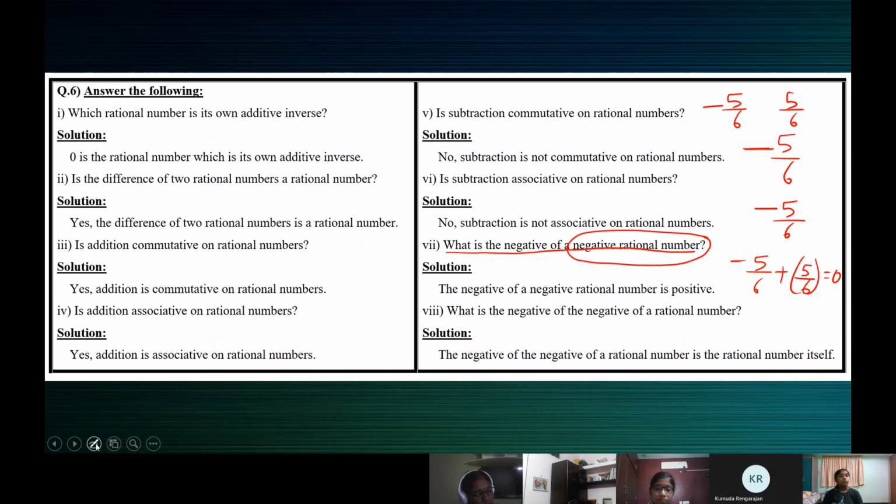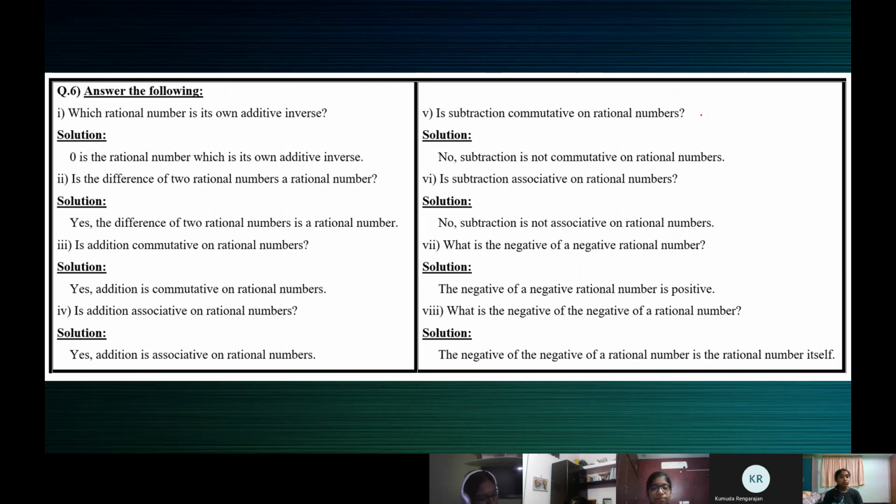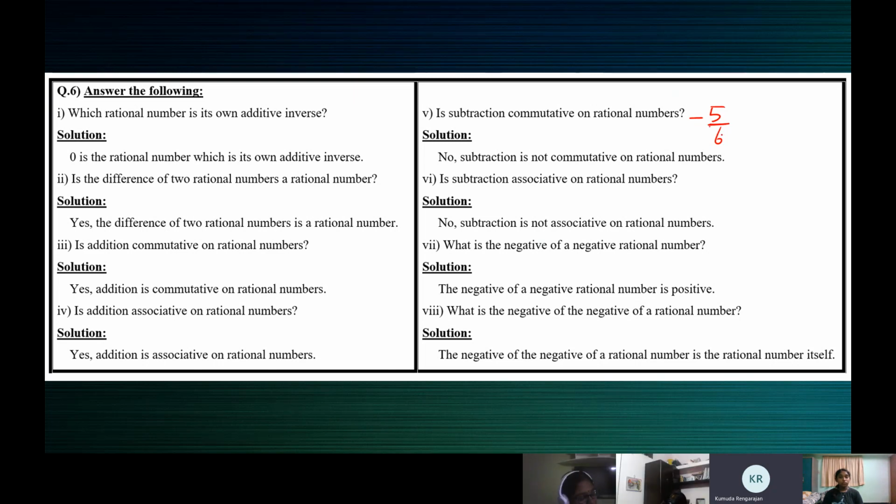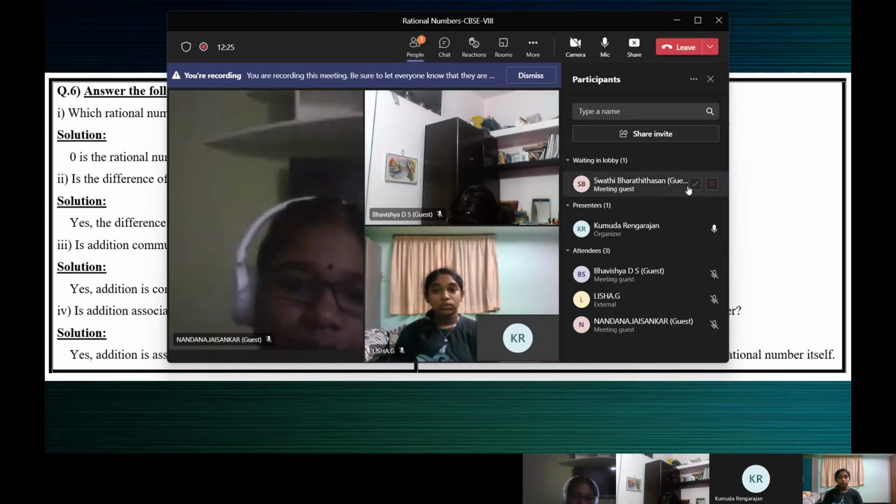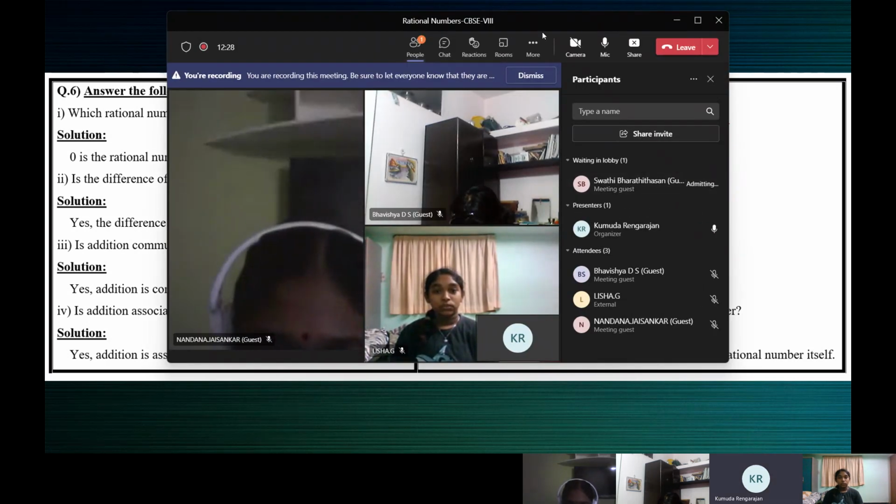Yes or no? Yes, ma'am. See, we are trying to understand using this example. Take up the rational number 5 by 6. Minus 5 by 6 is a negative rational. Now, what is the negative of minus 5 by 6, the negative rational number? What is the negative of this rational number? One second, children. I didn't enable the lobby.